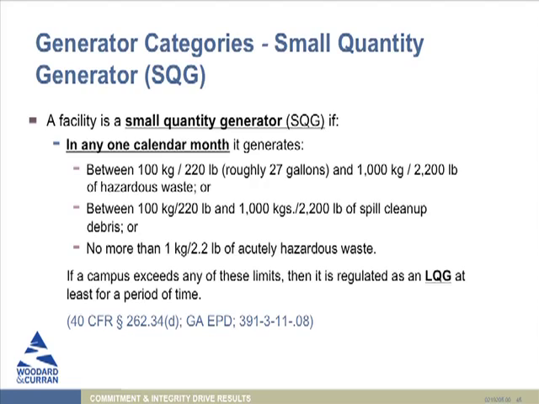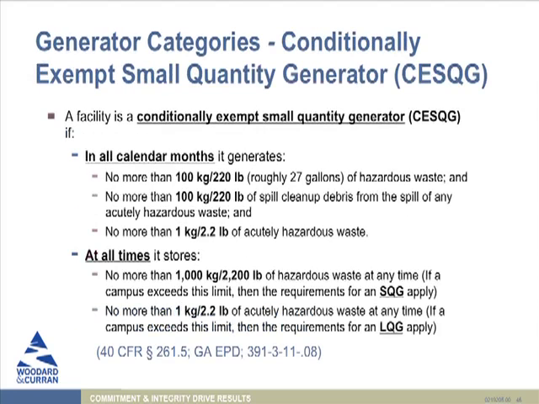And again, if you bump up against any of these limits, then you're regulated as a large quantity generator, at least for a period of time. But if you can show that after a period of time you've stopped generating at that rate, then you can drop down to the lower category. So that's the second category.